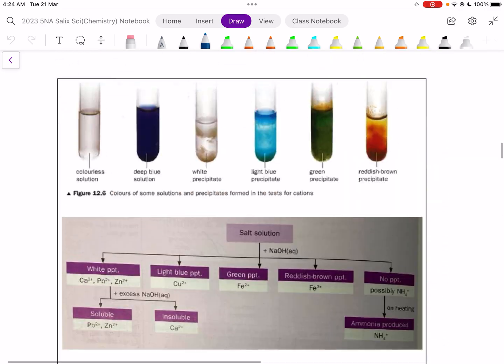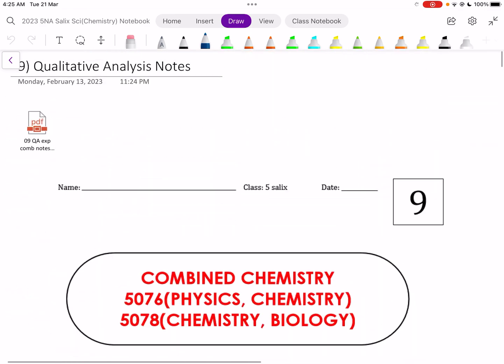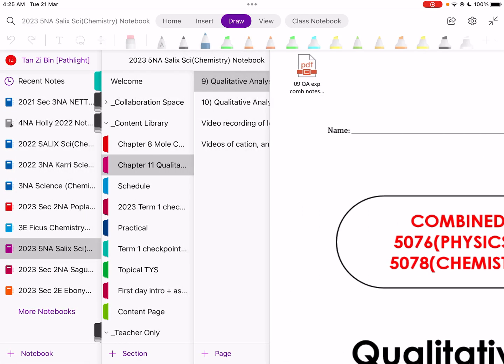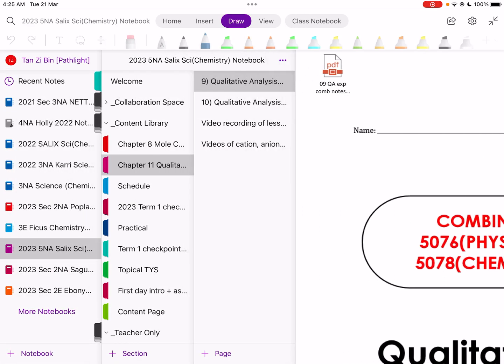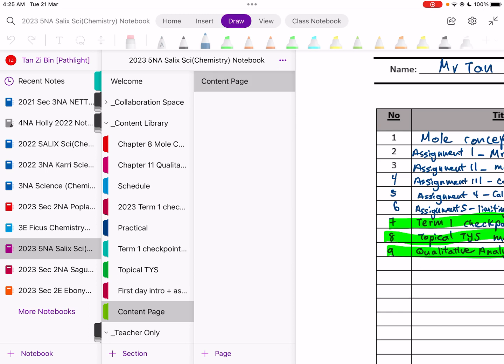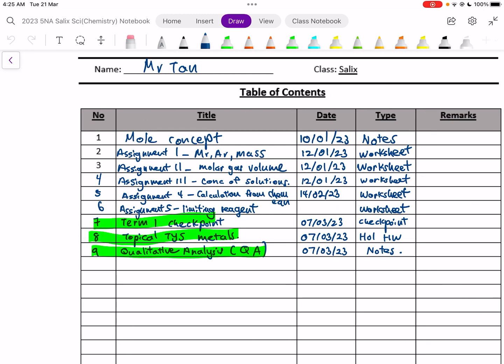This is your worksheet 9. I hope you have updated the content page already. This one is under worksheet 9, qualitative analysis notes. We'll be doing this one.